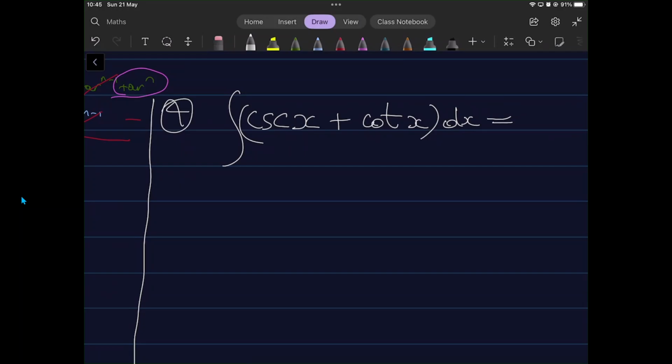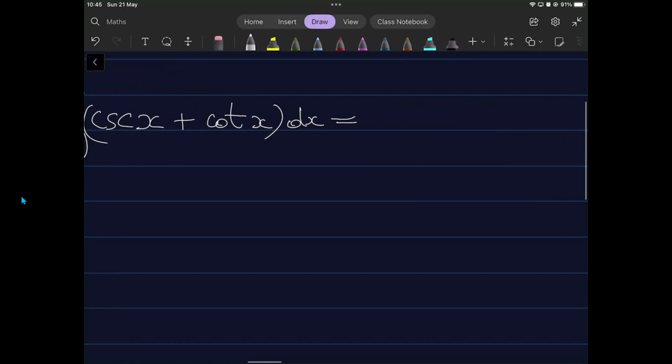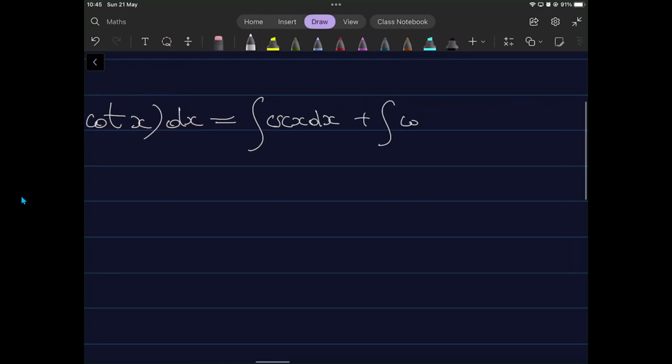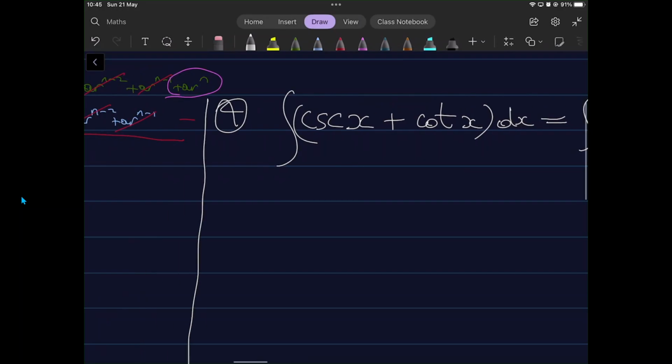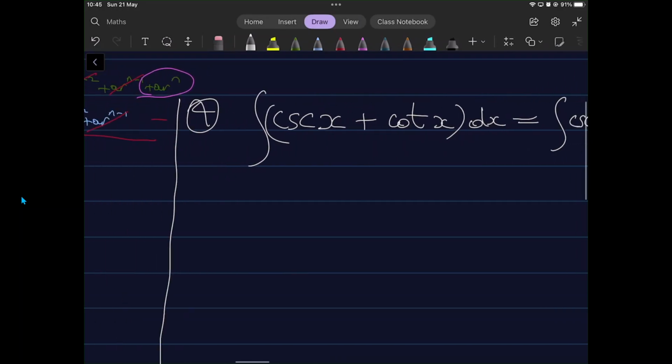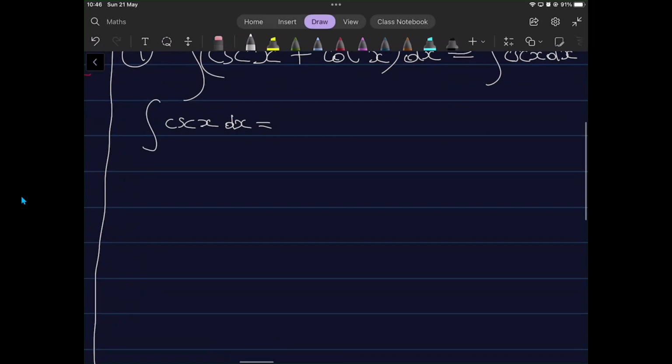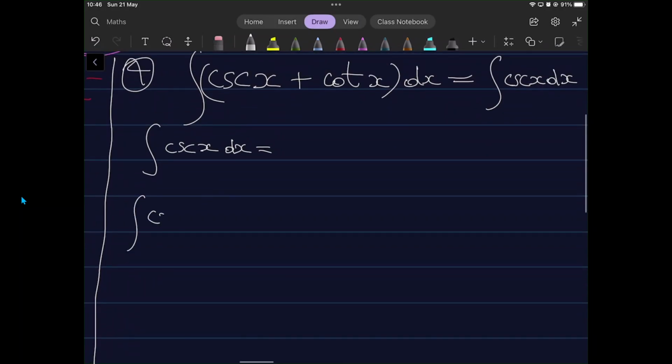First, just to make our life a little bit easier, I'm going to split the integral into two. So this is equal to the integral of cosecant x dx plus the integral of cotangent x dx. And now we can treat these two integrals as independent. So, what should we do? The integral of cosecant x dx is equal to, how do we work this out? I'll show you the trick. This trick works for if you have secant as well. I'll show you what we do.